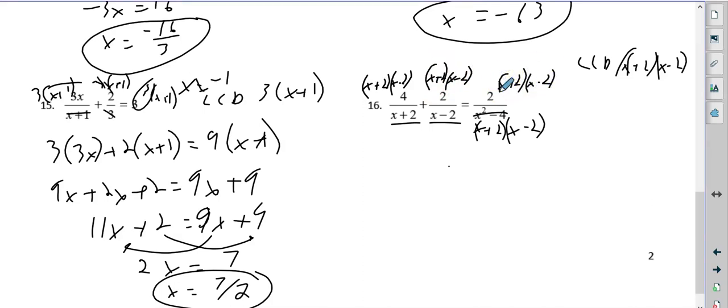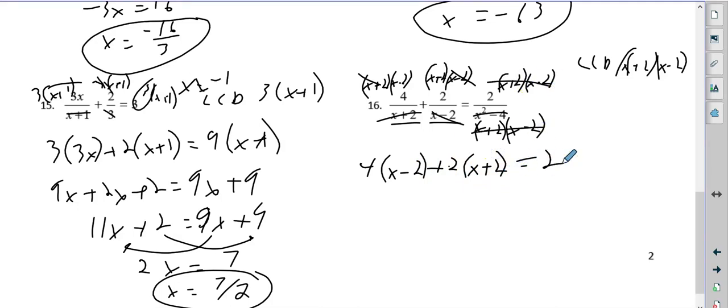All right, on the far left, the x plus 2 cancels, leaving me the 4 and the x minus 2. In the middle, the x minus 2's cancel, leaving me the plus 2 and the x plus 2. On the right side, both of them cancel, leaving me just a 2. Now remember, I cannot get 2 or negative 2 for an answer. That would be extraneous.